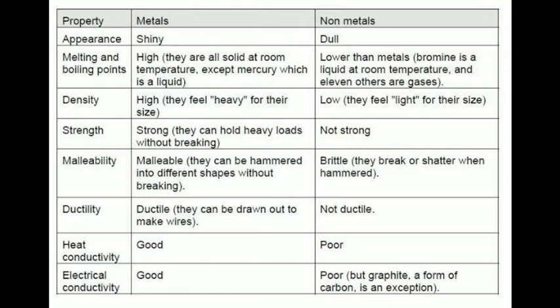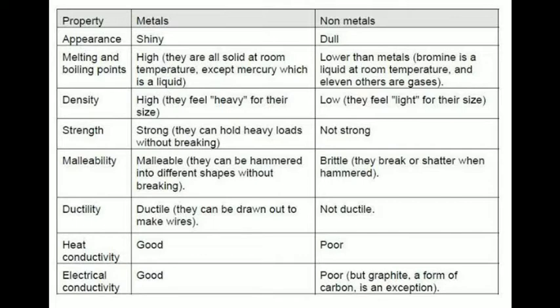And the next term is malleability and ductility. Malleability and ductility refers to that condition when any substance on beating is converted into a thin sheet or a thin wire. Let's talk about physical properties of metals. Metals have shiny appearance and non-metals have dull appearance, except iodine which has shiny appearance.